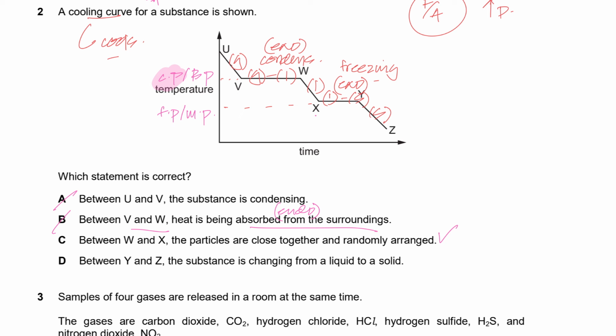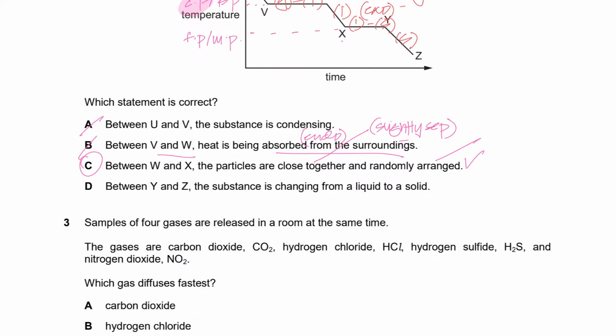And then between W and X, the particles are close together and randomly arranged. That's true, because between W and X, you have a liquid, and liquid particles are close together (slightly separated). You should write slightly separated in brackets. So they are close together and they are randomly arranged because you can't see any pattern. It's not a lattice, it's a random arrangement of liquid particles. Solid particles are regularly arranged. So C is the correct option.